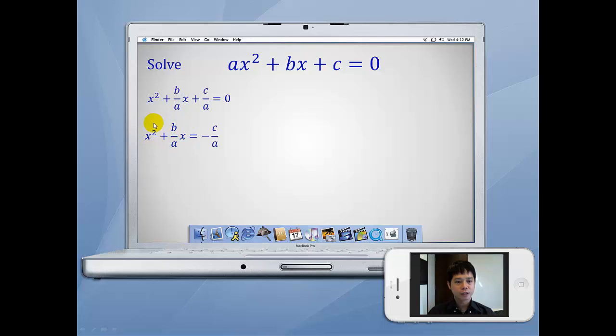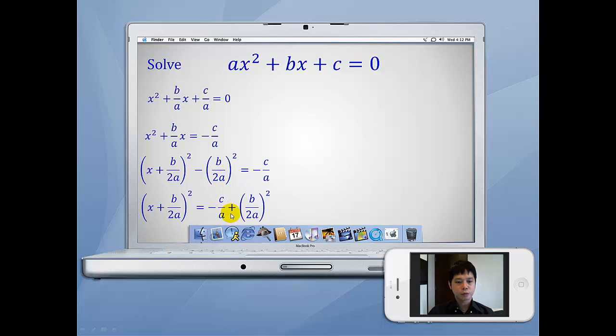Now we can complete the square here. We will half the x coefficient and put it in brackets, subtract the square of the number there, and that's how we complete the square. We shall now bring this term over to the other side as well, and this is what we will get. Let us now simplify the right hand side, and by opening up the brackets, we will have negative c over a plus b squared over 4a squared.